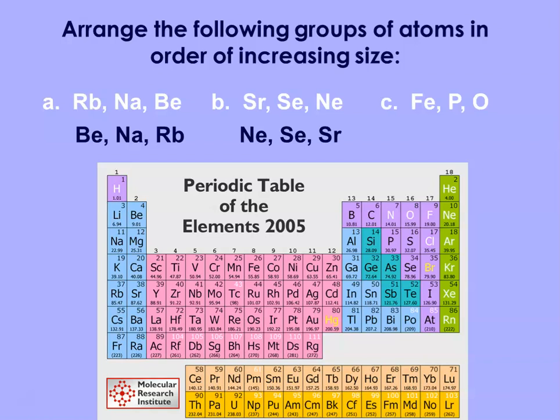Fe is number 26, phosphorus is number 15, O is number 8. Again, more shielding would be present with Fe. The least amount of shielding would be present with O. Phosphorus would fall in between.